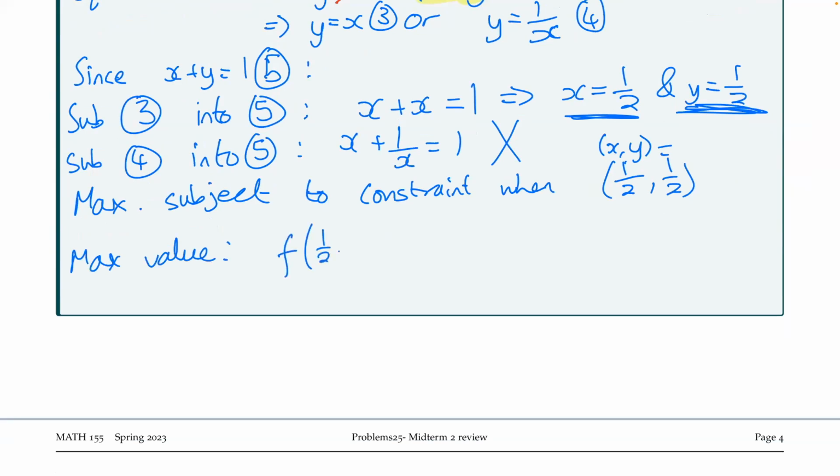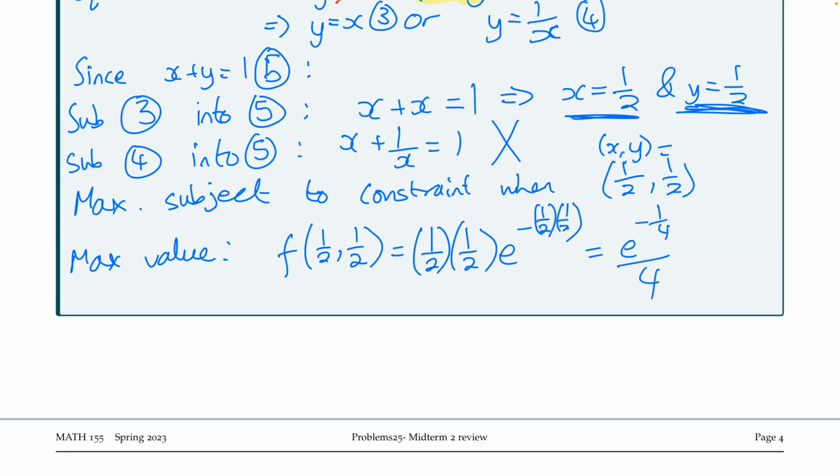That means we just substitute these values back into our original function, sorry. So we look at a half. So we have x, which is a half, times y, a half, e to the minus xy, e to the minus a half times a half, which is e to the minus a quarter over 4. This is the maximum value of this function subject to the constraint.